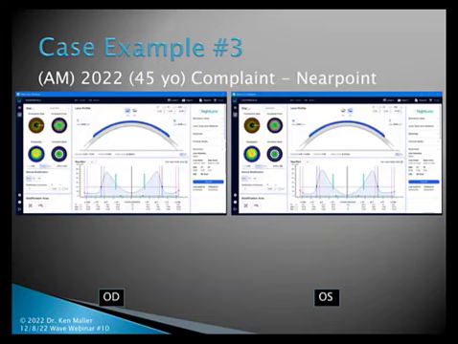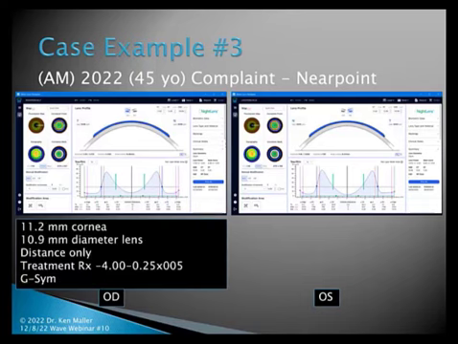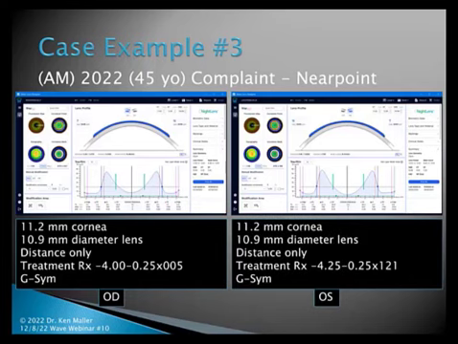So we talked about getting her into a multifocal Ortho-K design. And so here are the lenses that I designed for her. 11.2 millimeter cornea, so she's in a 10.9 diameter lens. It's only set for distance only. It's still set for the treatment of -4, and they were G-SIM. And then on the left eye, you can see basically the same thing set for a 4 1/4 treatment.